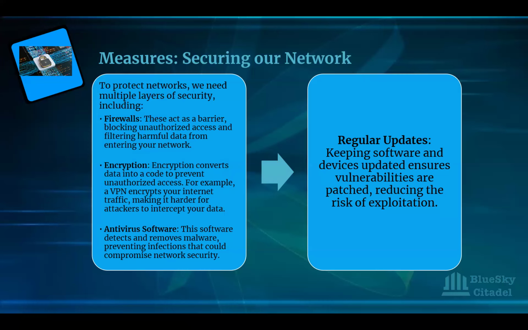And of course, encryption is also a way of protecting our network. That converts data into a code to prevent unauthorized access. Someone mentioned the use of a VPN earlier. Yeah, that's what a VPN does, it encrypts your internet traffic, and hence attackers will not be able to intercept your data. You're not going to make it easy for them to intercept your data, especially if you're using public Wi-Fi. You need to be wary of that.